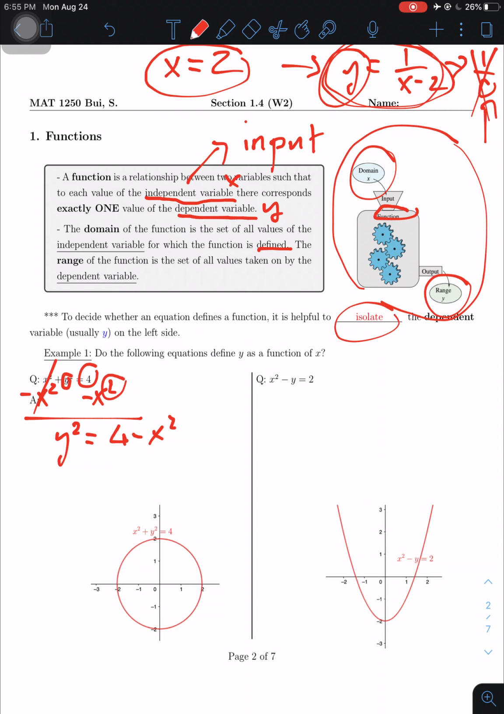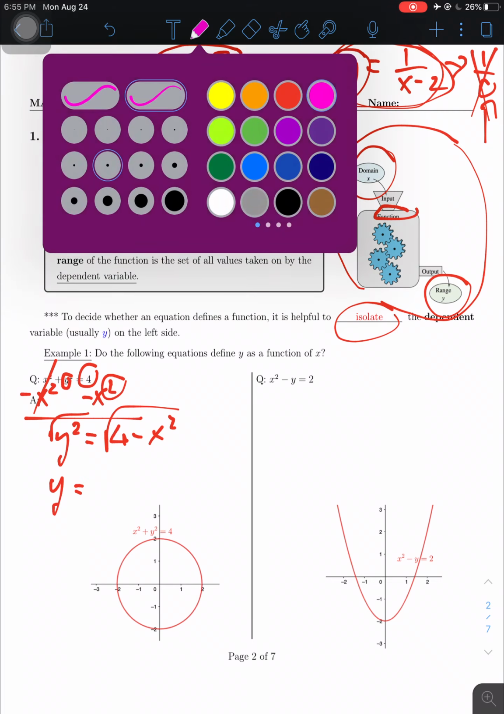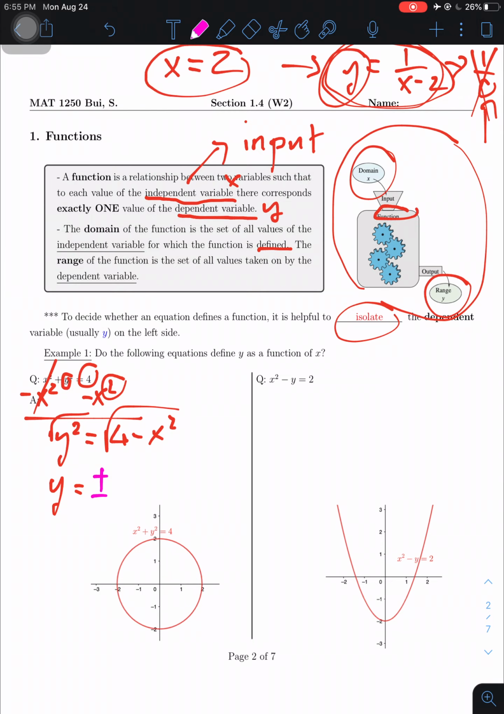We don't need the square, so how can we free the y from the square in here? We're gonna take the square root of both sides. And then we're gonna get y equals plus and minus. Let me use another color to stress this out because it's very important. A lot of people forget the plus and minus, so make sure you remember the plus and minus.